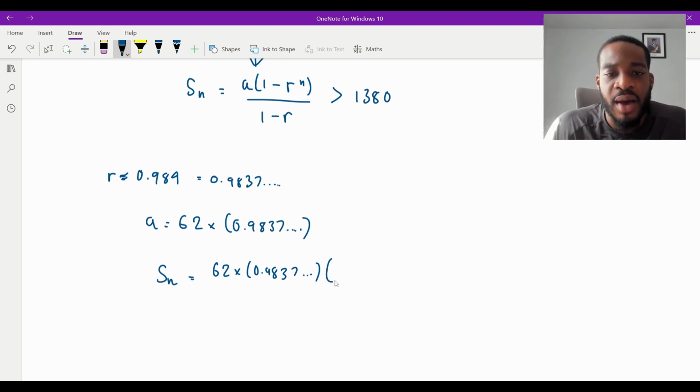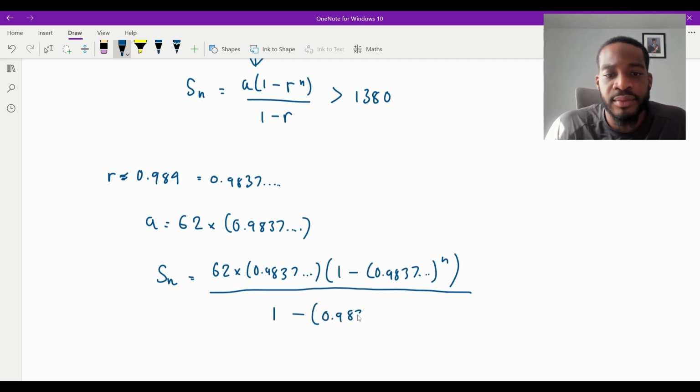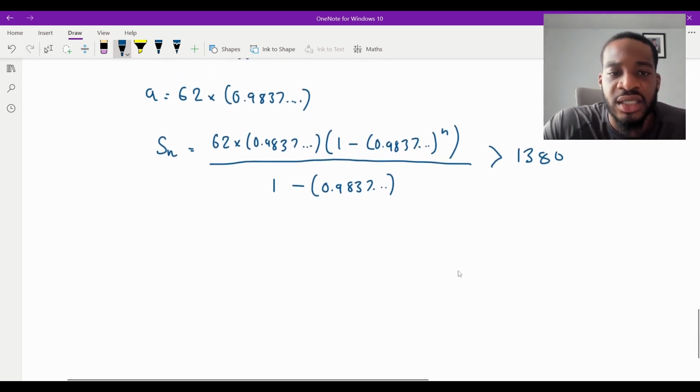That's A times by (1 minus R), which is 0.9837..., to the power of N. And then this is going to be divided by 1 minus that same R, like that, and then this is going to be greater than 1380, and I just need to figure out what n is from there. So this isn't too bad.